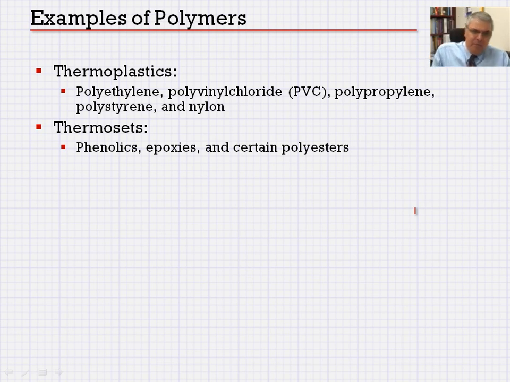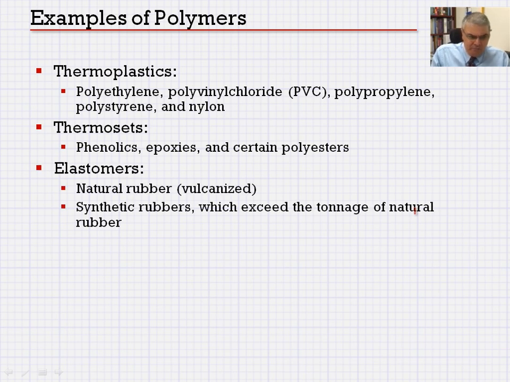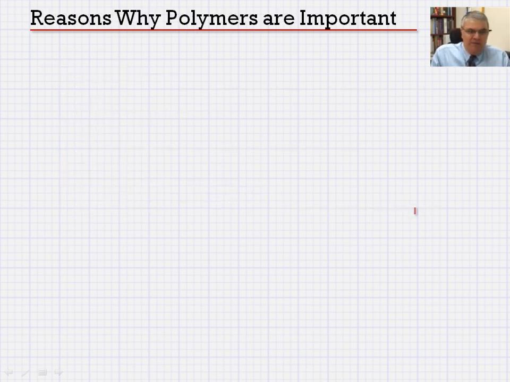Examples of thermosets: epoxies. Many of these epoxies are thermosets. Also certain polyesters and so on. So this would demonstrate a good difference between thermoplastics and thermosets in the case of epoxies. And an example of elastomers, again, natural rubber is a good example. Also synthetic rubber, which exceeds the tonnage of natural rubber presently.